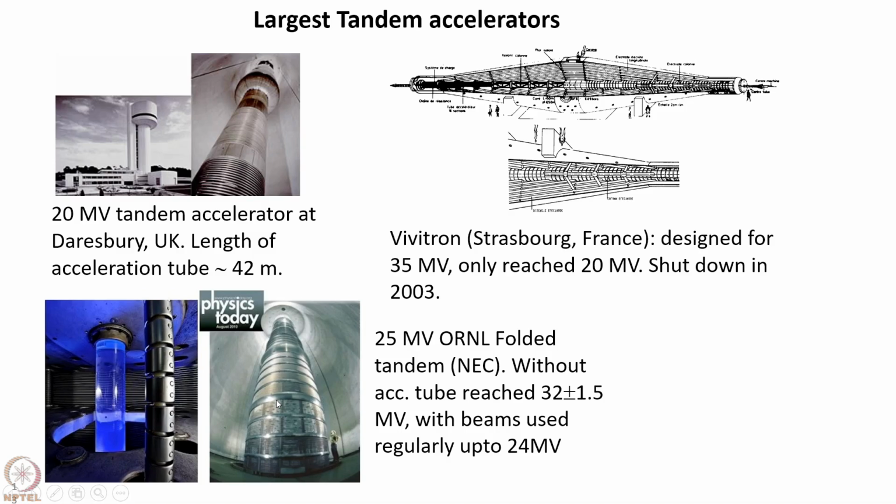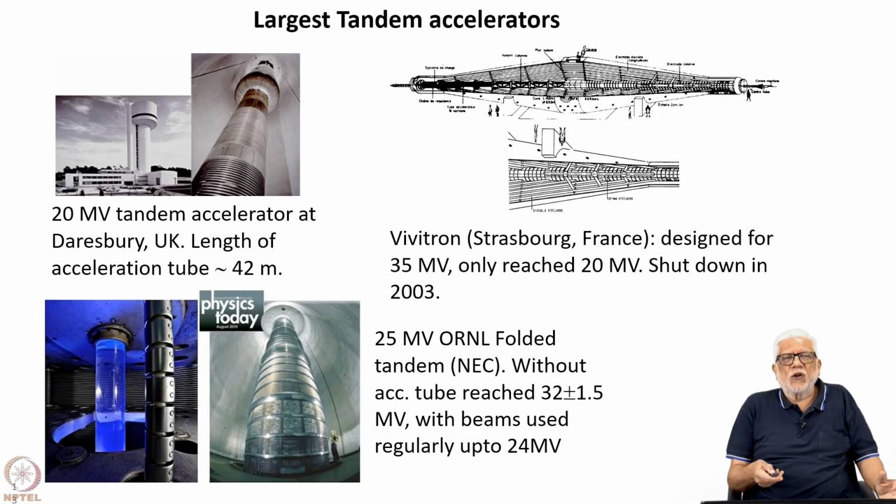This is just to show you some of the largest tandem accelerators that exist in the world. All of these three no longer exist, because they have been dismantled or they are used for other purposes. For instance, this is the 20 MV tandem accelerator at Daresbury. This was used for nuclear physics, but I think it is now being used for other purposes, not for nuclear physics. There was the Vivitron, which worked for a while.